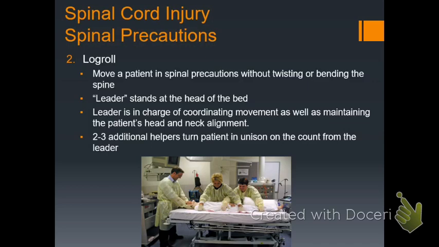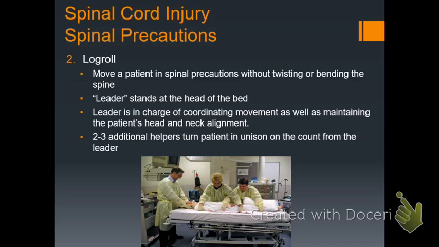And then if we are going to turn the patient, we turn them in a log roll when they're all moving as one. It does take 2 to 3 people to do a log roll. And those 2 to 3 people are committed for the whole time that you're doing care on the patient. So that's what I'm going to point out for spinal precautions, and that's how we immobilize the spine, so we can turn them and do care to them.